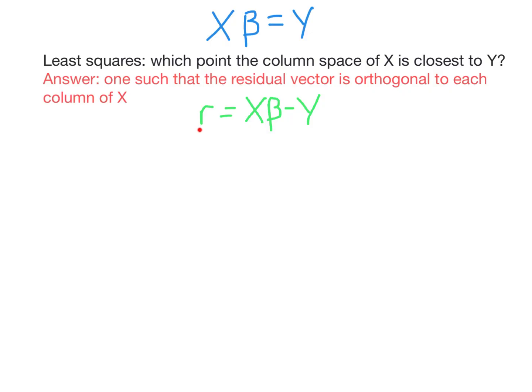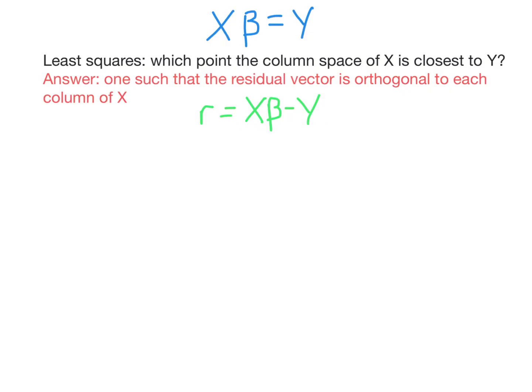So we're going to define r as the residual vector. It is Xβ minus y. This quantifies how close we are. This will just be a vector, and each of its entries will be the difference between this and the entry in y.